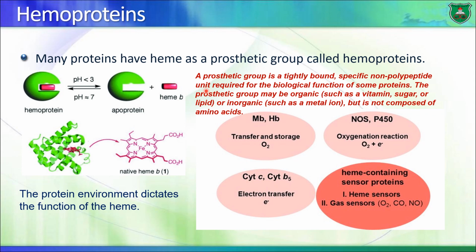Now, the heme group is also known as a prosthetic group. A prosthetic group is a non-protein group that is bound tightly, or in other words, covalently to a protein. This prosthetic group can be organic, like vitamins, sugars, lipids, heme as an example, or they can be inorganic, such as metals. But they're not composed of amino acids, and they are tightly bound, again, covalently bound.